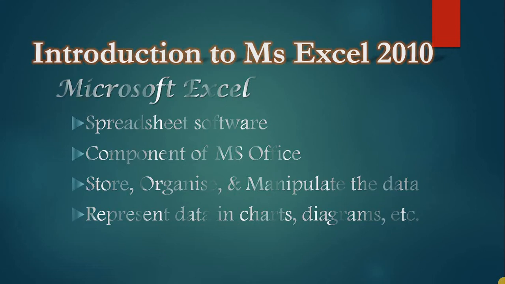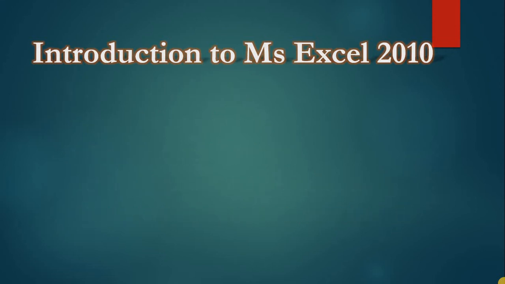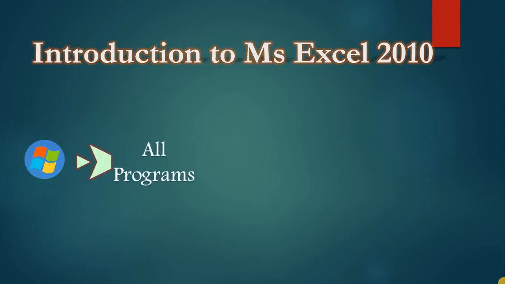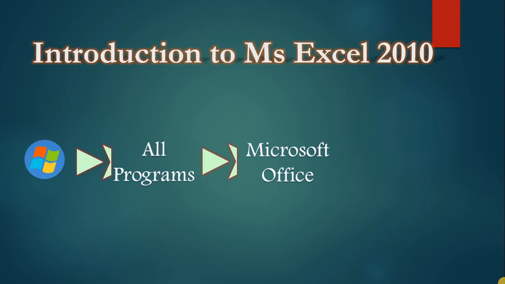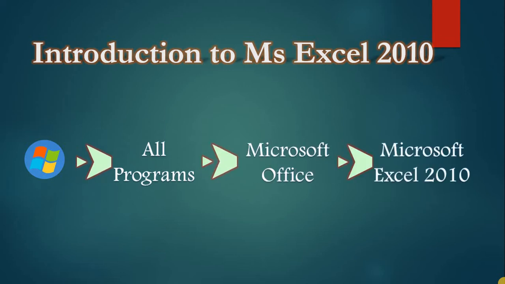To start Microsoft Excel 2010, we need to click on the Start button, then click on All Programs. After that, we need to select the Microsoft Office folder. In this folder, all the components of Microsoft Office will be displayed. You need to click on Microsoft Excel 2010. The Microsoft Excel window will appear.